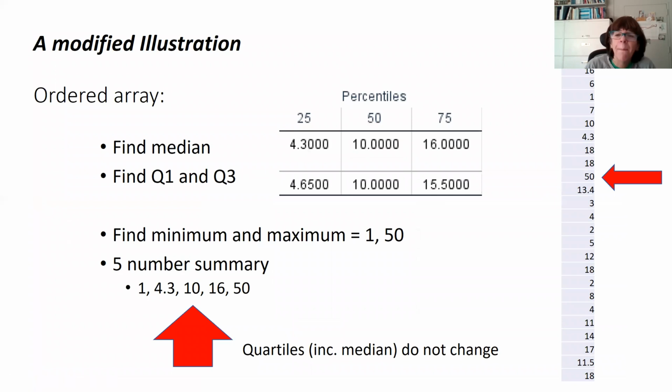Let's actually now modify this array slightly. What I've done with this modified array is I've changed a single value. I have a new value in here of 50, and that is different than an existing value in the old distribution. Every other value is the same and the number of values is the same, but I've simply substituted 50 for 30. You'll notice that the quartiles don't change.